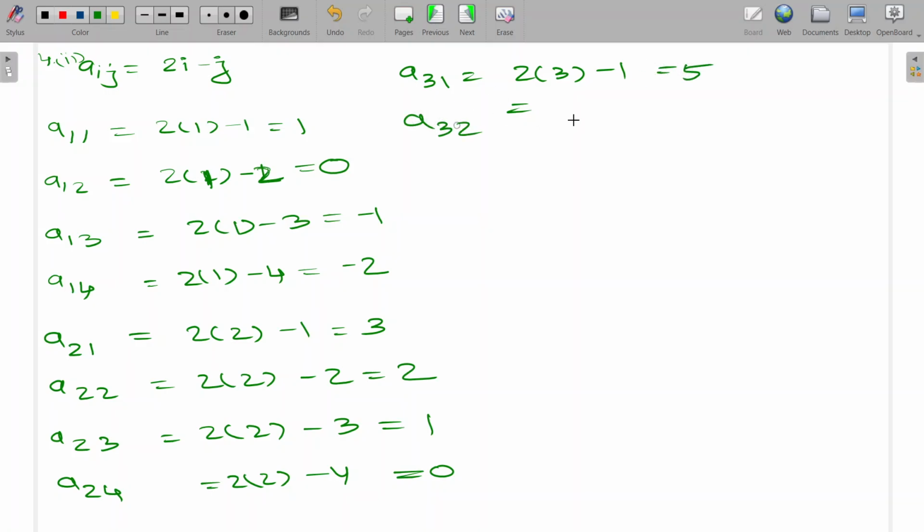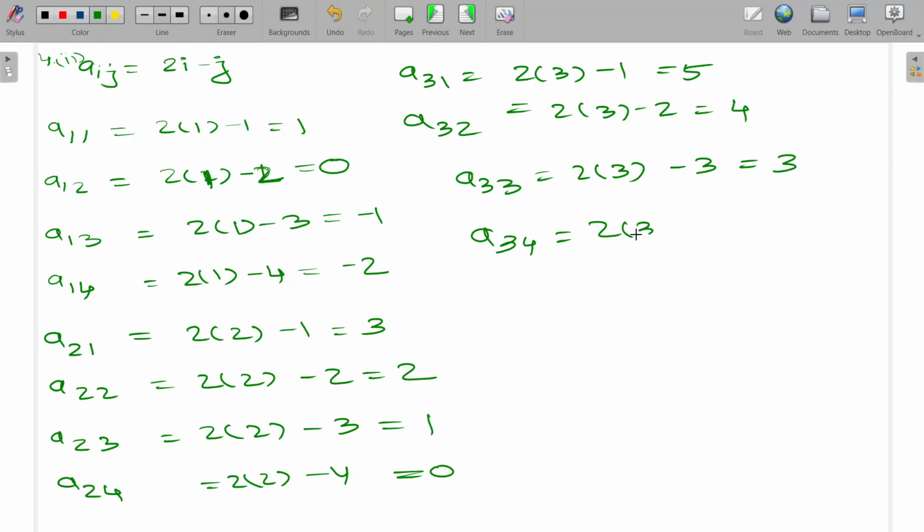Again, third row, second column is 2 into 3 minus 2, like 6 minus 2, is 4. Third row, third column is 2 into 3 minus 3, like 6 minus 3, is 3. Third row, fourth column is 2 into 3 minus 4, like 6 minus 4, is 2. So our matrix will become like this.